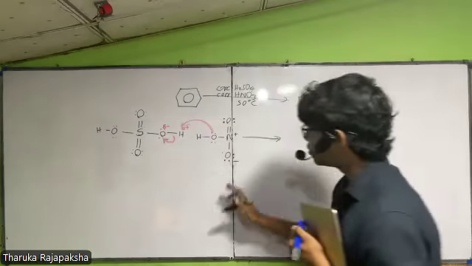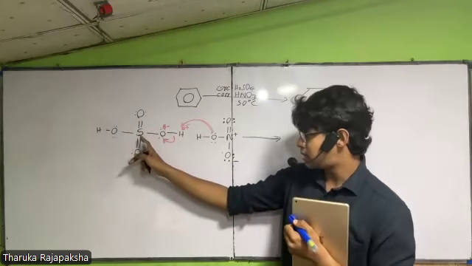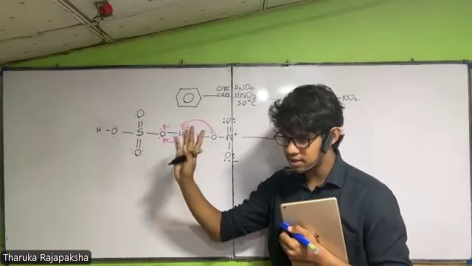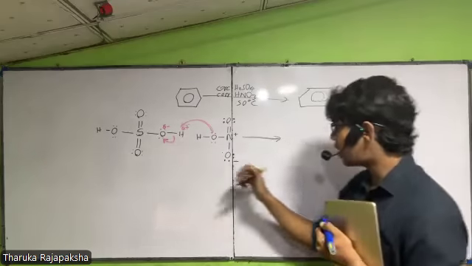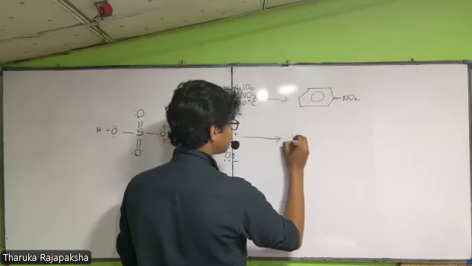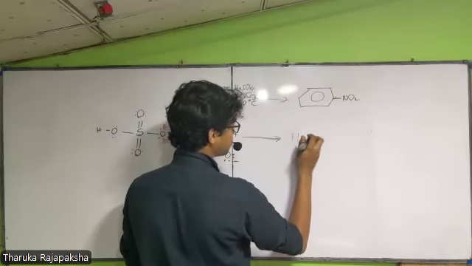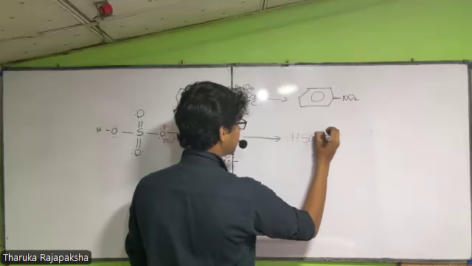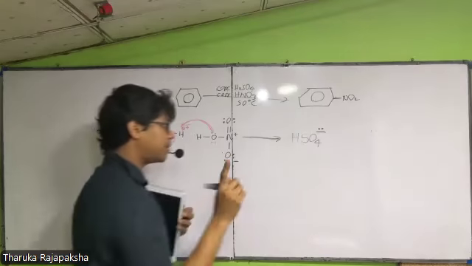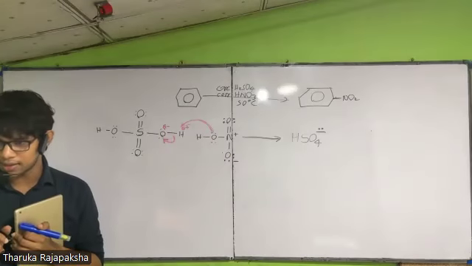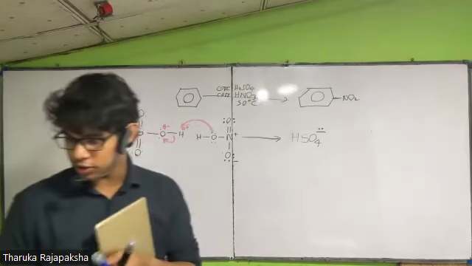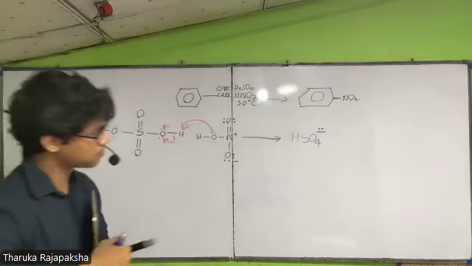Now look. This sulfur has 4 oxygens and 1 hydrogen after breaking the bond. So after breaking the bond, I'm going to write HSO4 minus. Do you agree? HSO4 minus. Do you agree with that? Tell me. Do you agree with it?